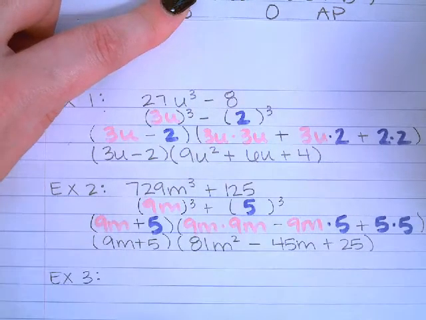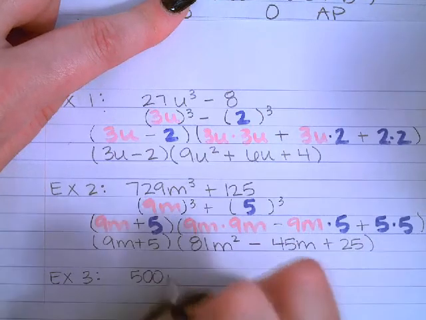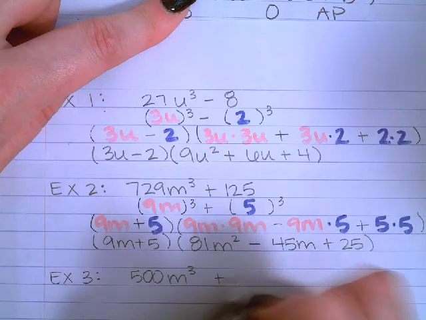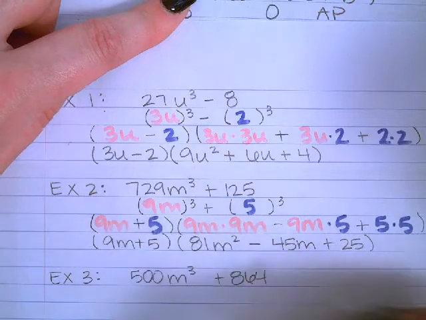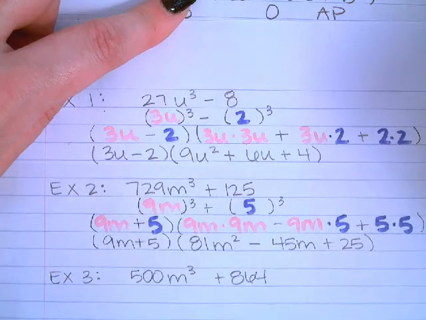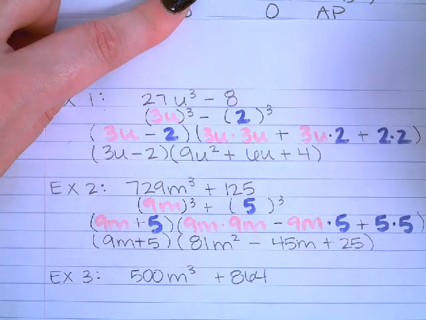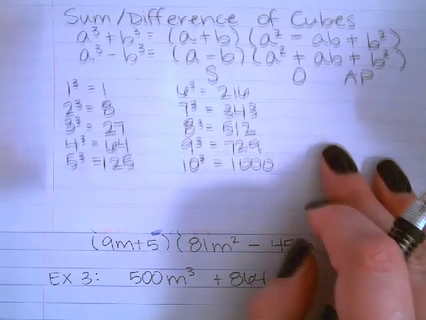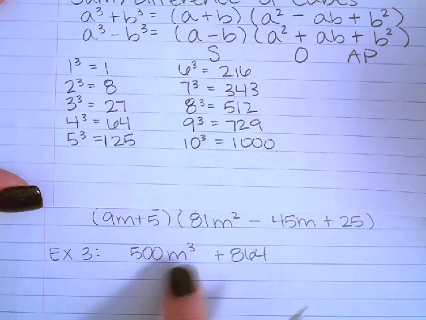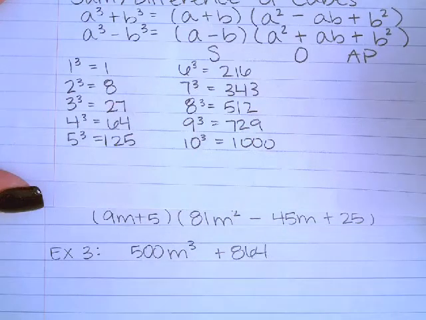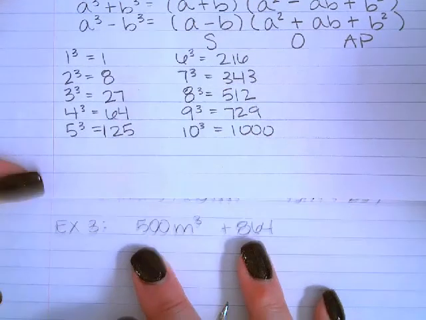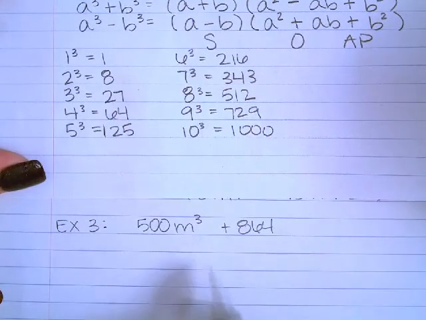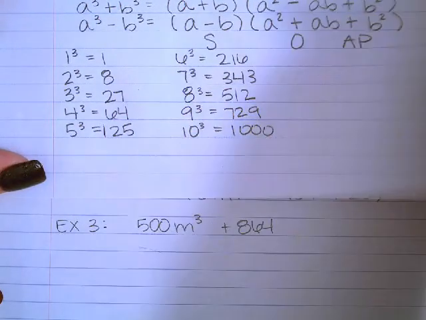All right, example 3. 500m to the third plus 864. Again, these numbers are ginormous. And when I look at this, these are not the numbers that I like. These are not those perfect cube numbers. And since I can see something cubed plus something else, it kind of fits the format that I was looking for, which means that this is a GCF problem. So I need to figure out what number divides into both of those.